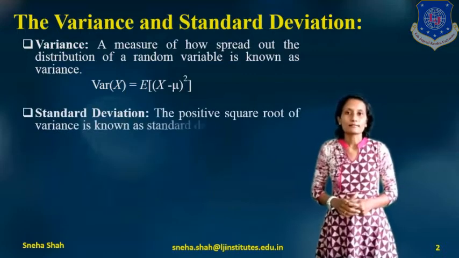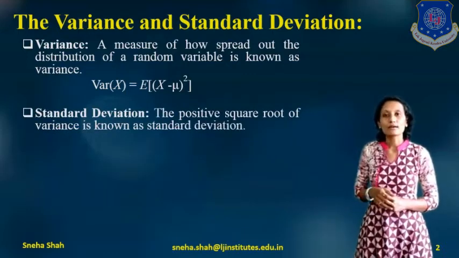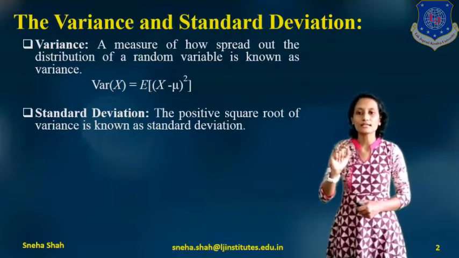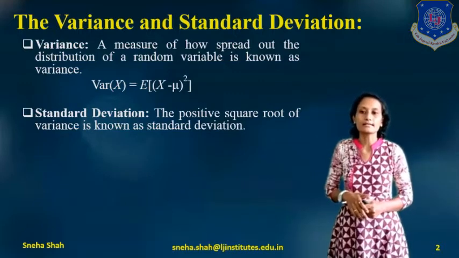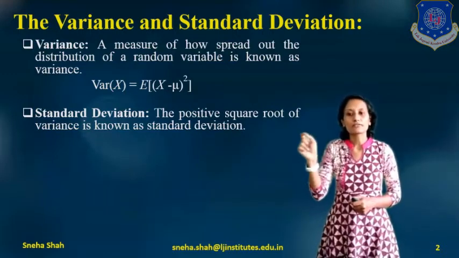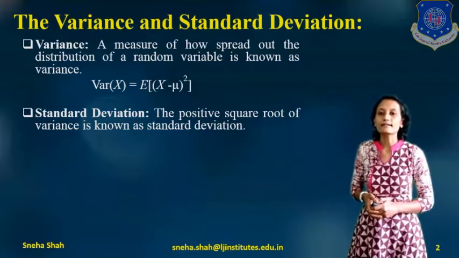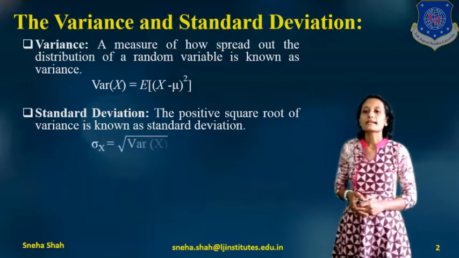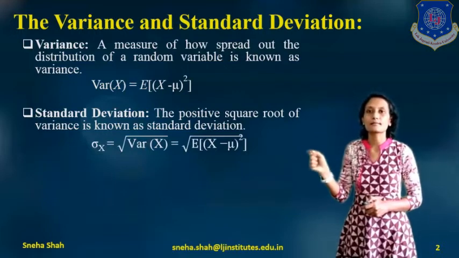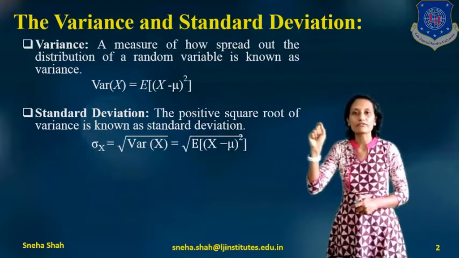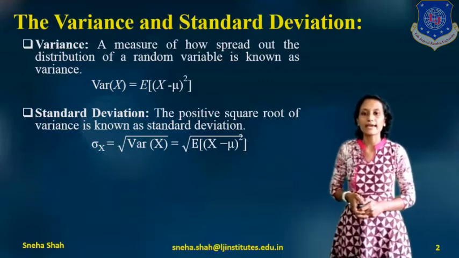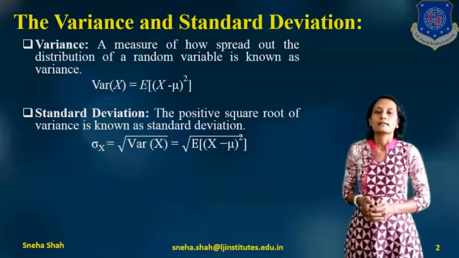The next point is the standard deviation. What is standard deviation? If we find the square root of this variance, it is defined as the standard deviation. So the positive square root of the variance is known as the standard deviation. If we write the equation, it will be sigma x equals the square root of variance of x, and its value will be the square root of the expected value of (x minus mu) whole square.